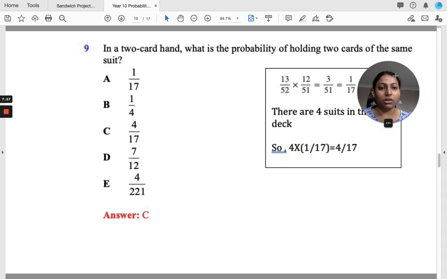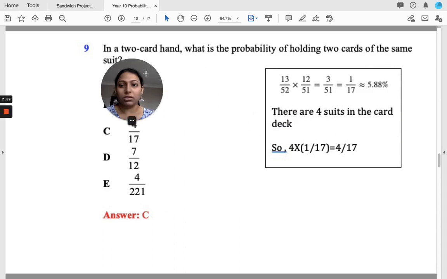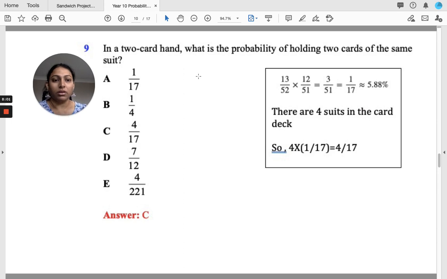Let me move my camera a bit. Bring it over here. So in a 2-card hand, what is the probability of holding 2 cards of the same suit? So you know that you have clubs, spades, hearts, and diamonds. So that's the same suit, right? There are 4 suits. And now this is where the replacement is not happening. You're not replacing the card.